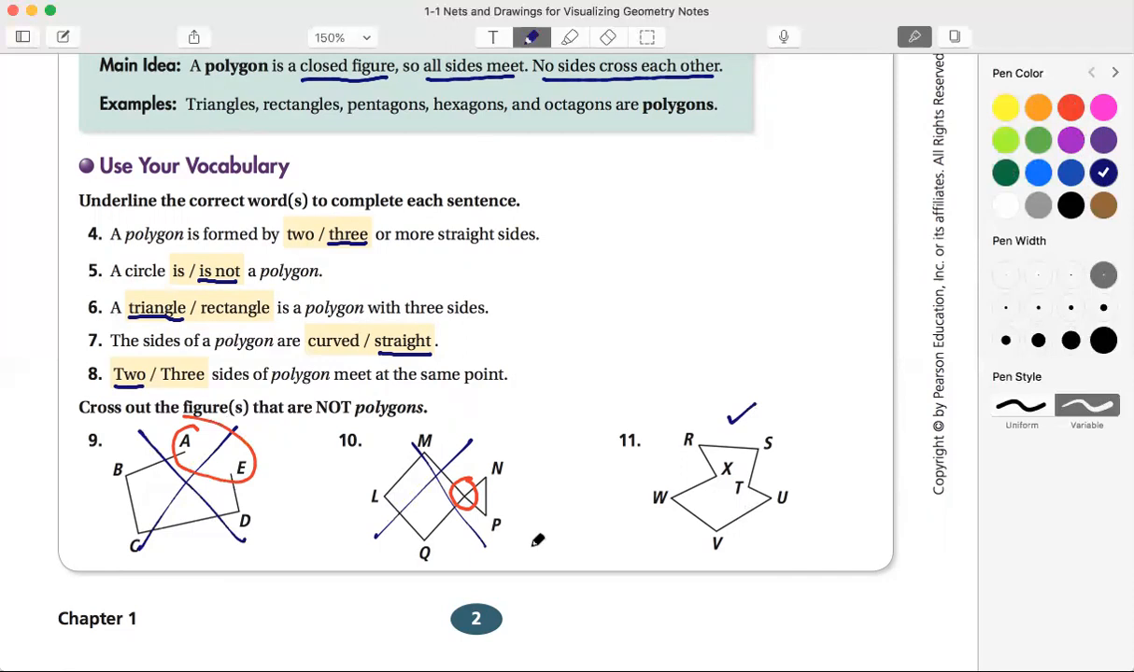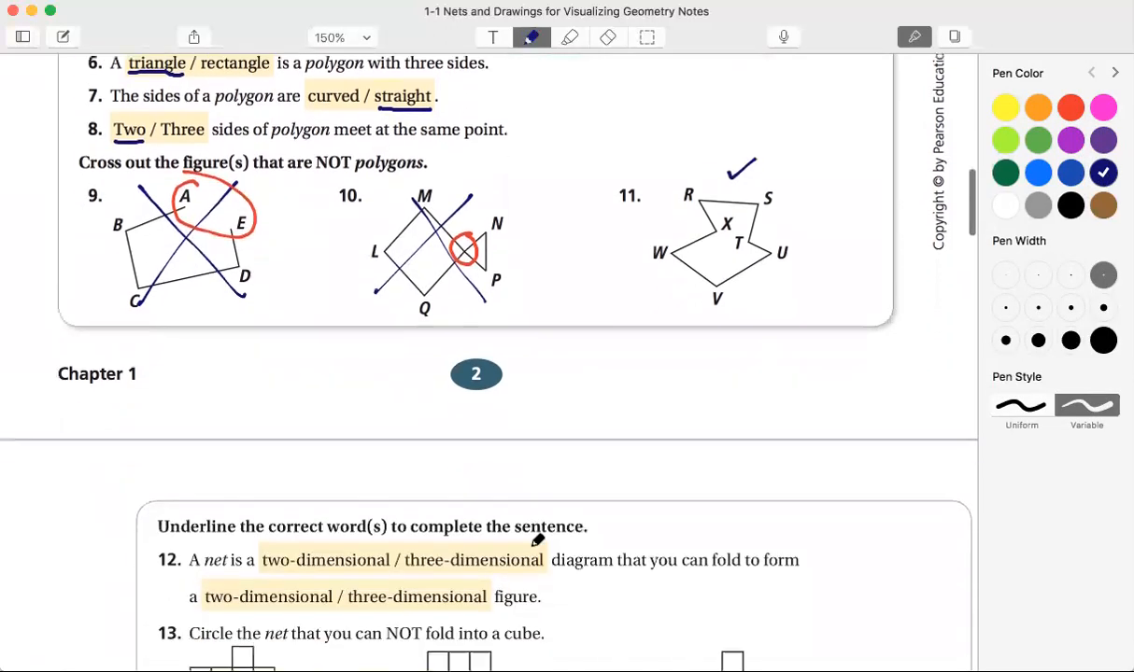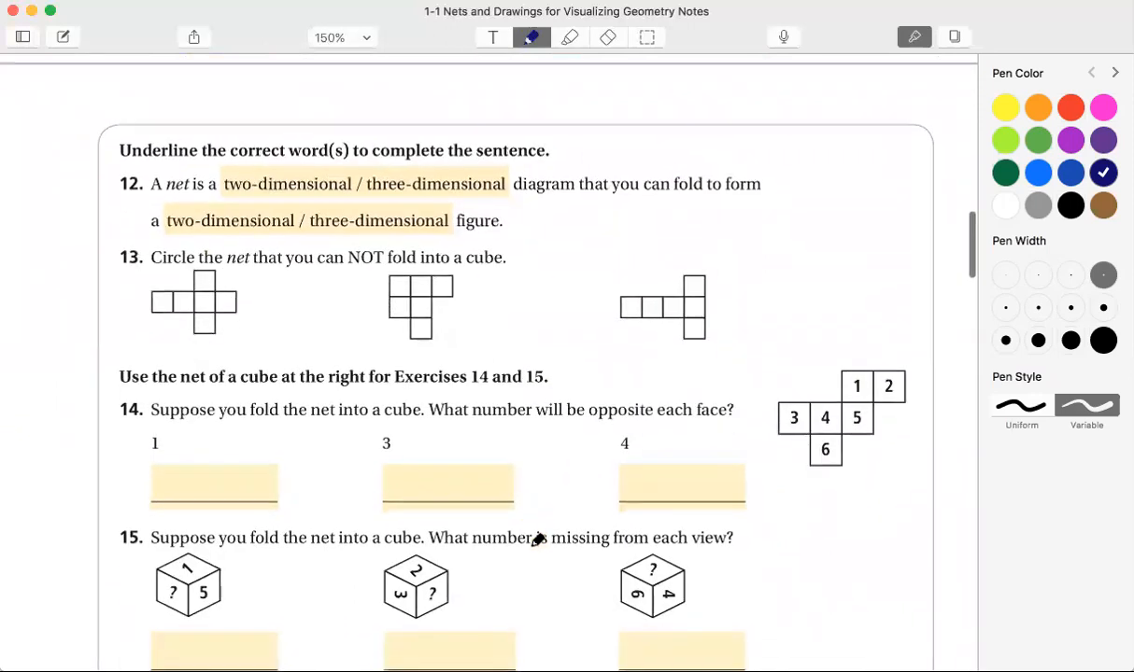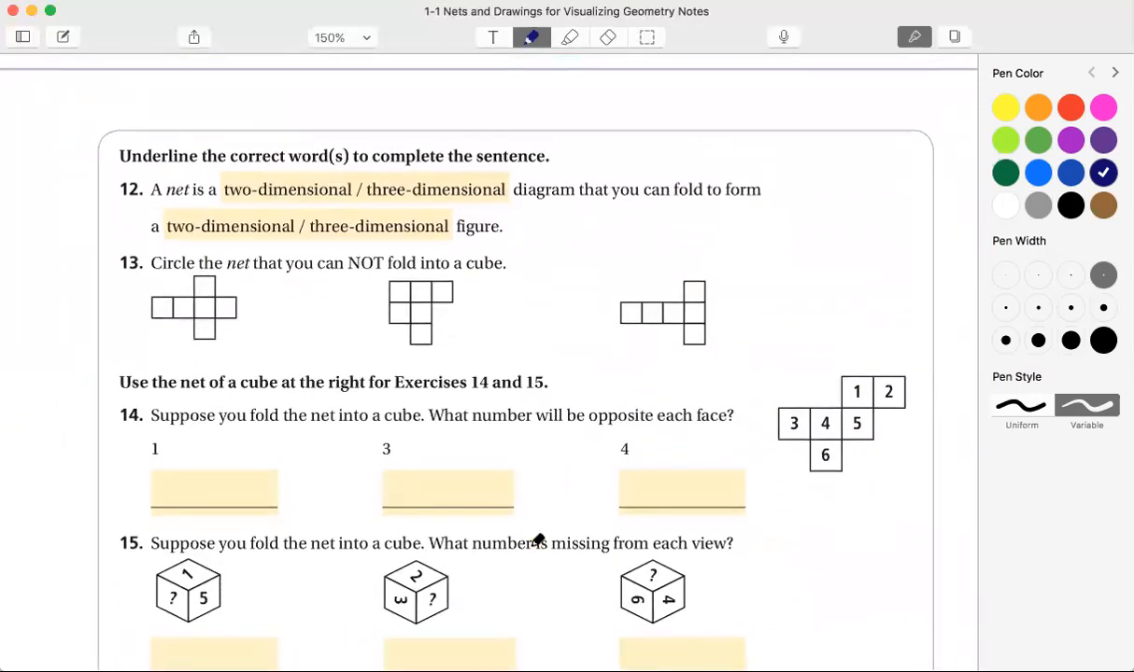All right, let's take a look at our next page here. So let's complete this. We have some more definitions. So a net is a 2-dimensional representation or diagram that you can fold to form a 3-dimensional figure.